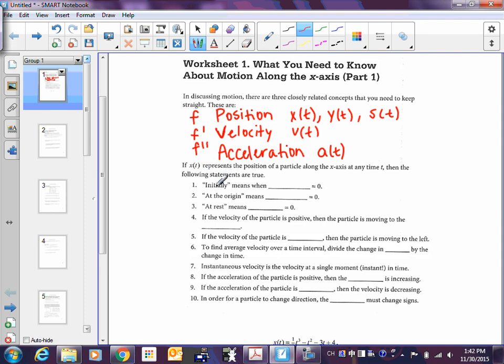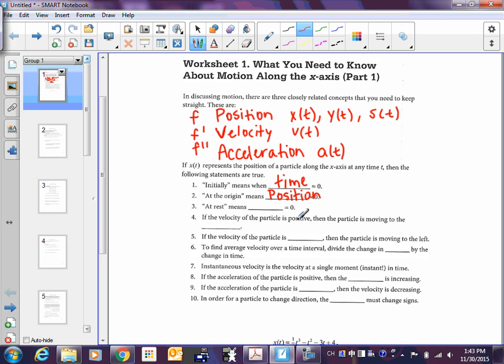Okay, so what would initially mean? Something equals 0. What do you guys think? I said initially. That would be at the very beginning. I get why some people would say position, but it's actually time. If you want position to be 0, a better way to state that is at the origin. Because origin kind of has the connotation of a location, whereas initially, that implies time.